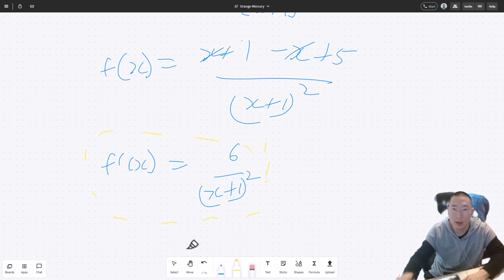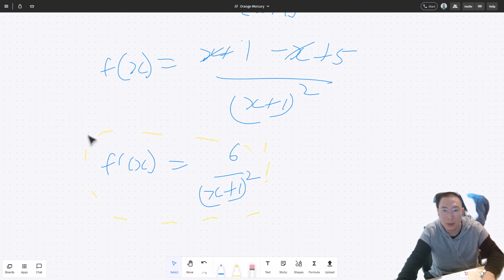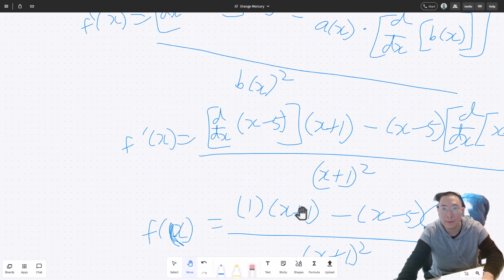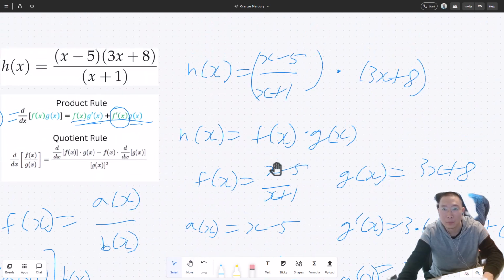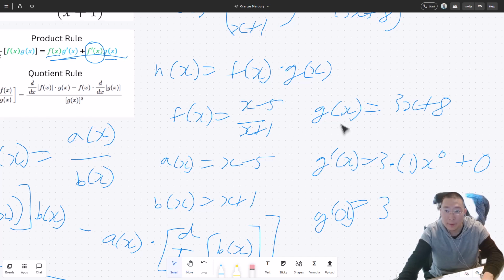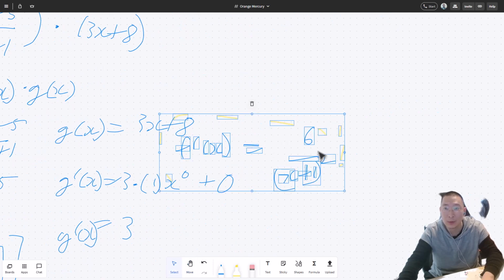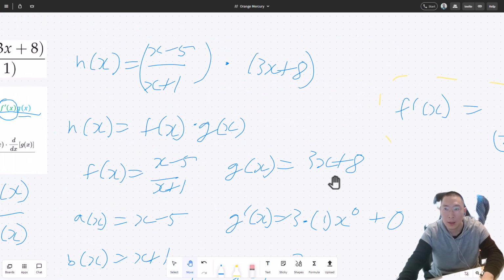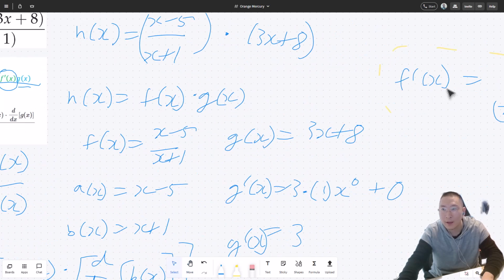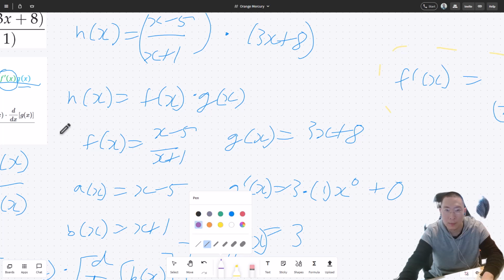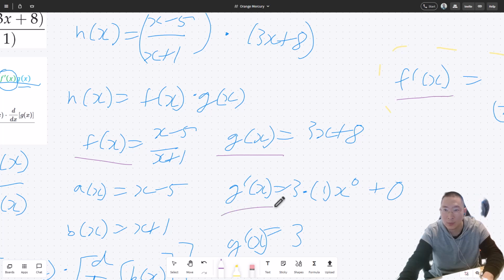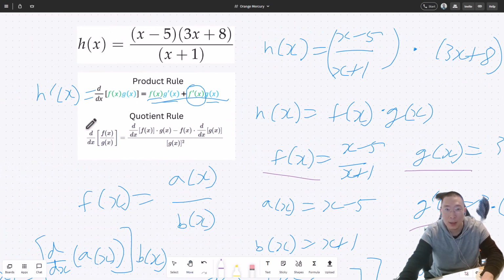And then I'm just going to copy and paste this to the top. Now, if we go back to the top, remember we had g of x, g prime x, f of x, but we didn't have f prime x. Now we do. So we plug that in here, and we now have f prime x, g of x, g prime x, and f of x. So we have f of x, g of x, f prime x, and g prime x. Okay, so we got those 4 numbers.